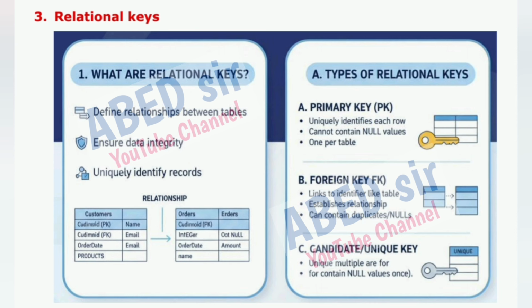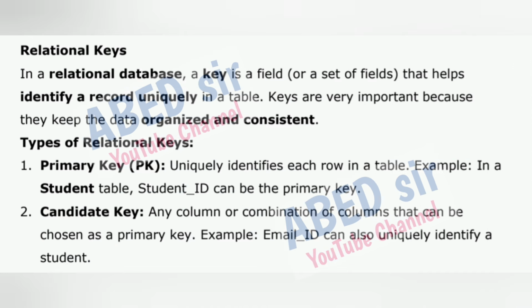Relational keys. In a relational database, a key is a field or a set of fields that helps identify a record uniquely in a table. Keys are very important because they keep the data organized and consistent. Types of relational keys. 1. Primary key. PK uniquely identifies each row in a table. Example, in a student table, student_ID can be the primary key.